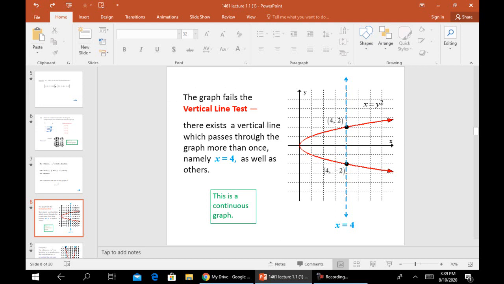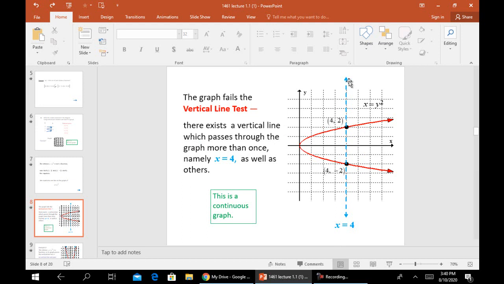So to check that a given graph is a function, we can use the vertical line test. The vertical line test says that a given graph is not a function if there is a vertical line that passes through the graph more than once. So since the vertical line passes through the graph more than once, it's not a function.